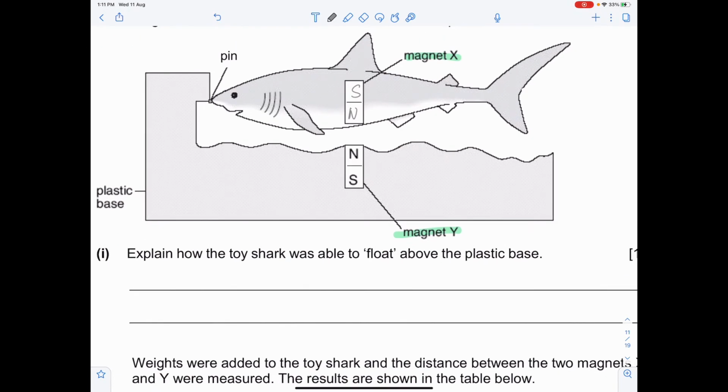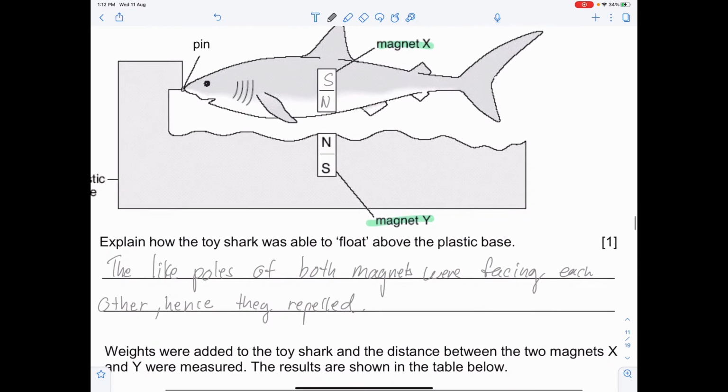So explain how the toy shark was able to float. In this case, the answer is very, very straightforward. Make sure you mention, very importantly, the like poles of both magnets were facing each other. Hence, they repelled.